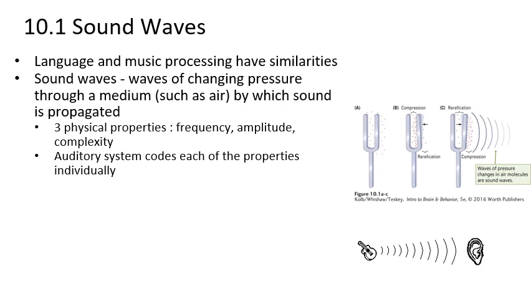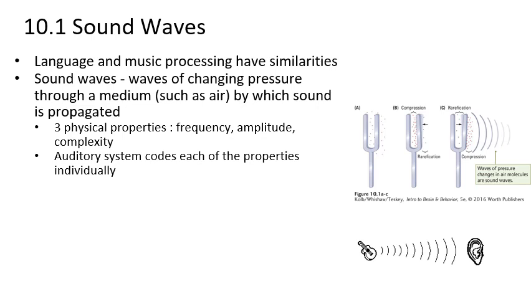Okay, so starting on section 1, sound waves. Throughout this chapter, I'm going to be going back and forth a lot between language and music, just like your book. Language and music processing have a lot of similarities. Most of language functions are on the left side of the brain. Most of music functions are on the right side of the brain, and they use a lot of the same areas, just on opposite sides of the brain.